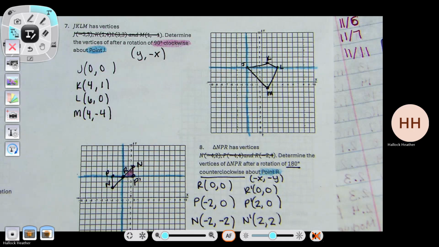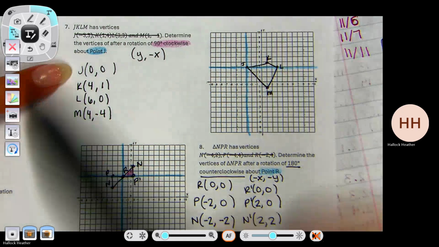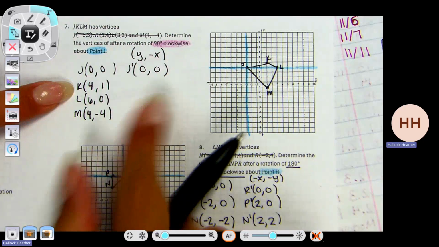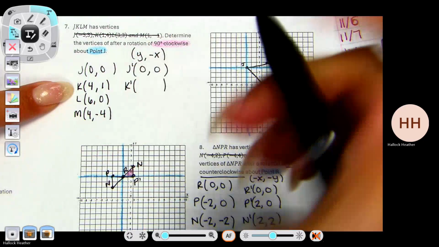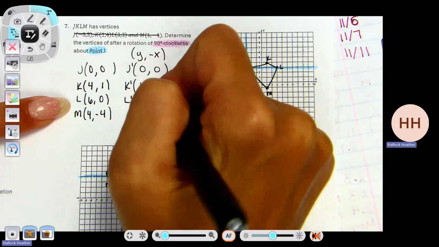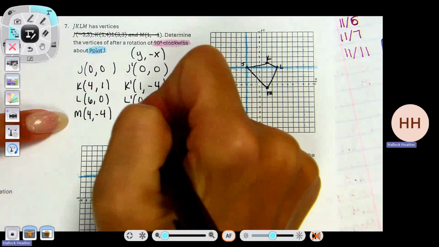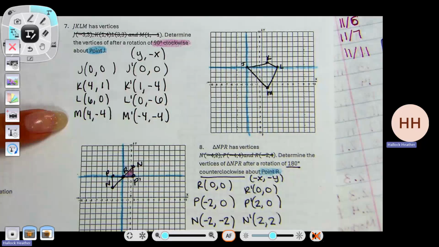You just have to simplify. So 180s are fine, but we're going to go 270 or 90. It's like awkward. That's all I need about that. So what's J? 0, 0. Okay, K, if I flip it and I change the back, what is that? 1, -4. And then L was 6, 0. If I flip it and I change the back, 0, -6. And then M prime. -4, -4. When you plot these, they are based on the new X and Y axis, not your old one.